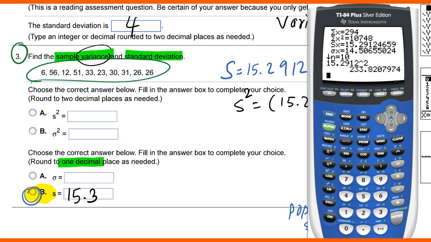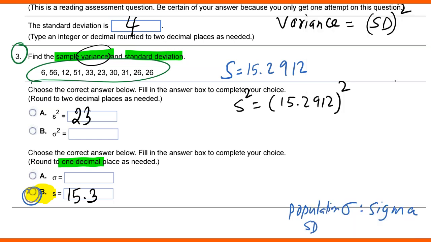Therefore variance is going to be 233.82. Notice that you have to select s squared here, not sigma squared, because sigma squared is population variance, but we're looking for sample variance. You have to pick s squared for the variance here.